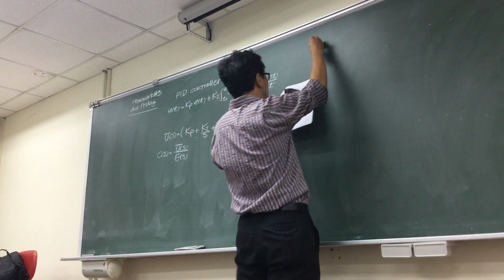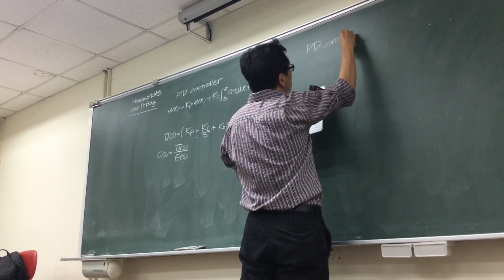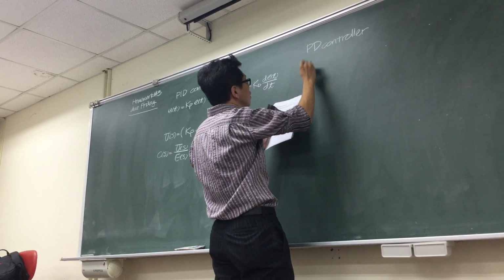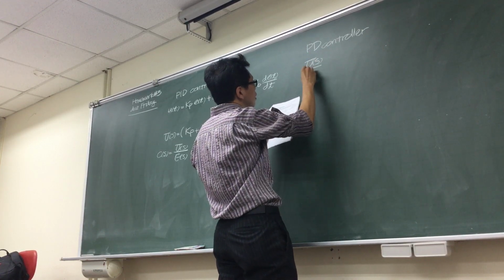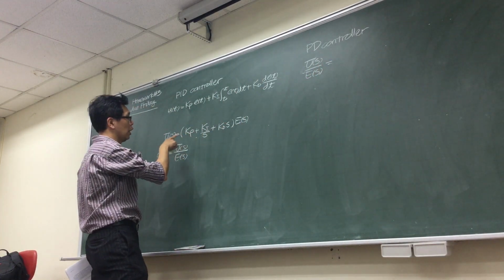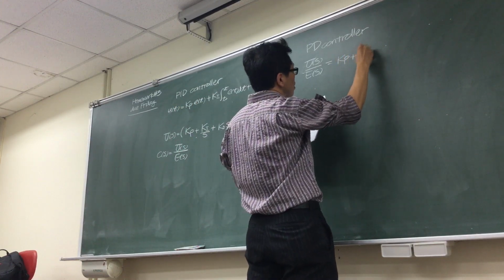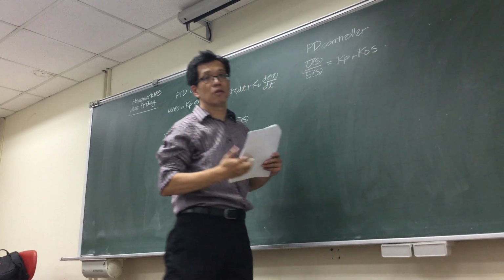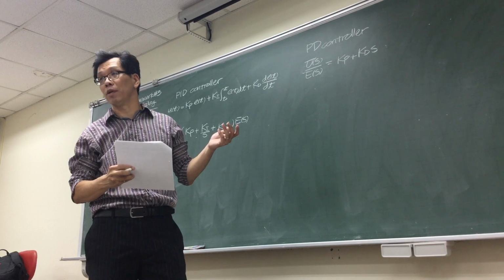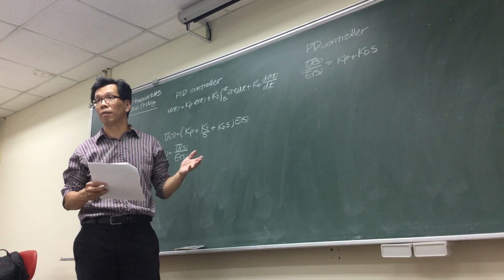PD controller, essentially it is going to be U over error. That is going to take only this part and this part. So we're going to have Kp plus Kds. So obviously this one is not realizable, which means this is improper. But mathematically, can we do a little bit of analysis for this thing? That is something we're going to talk about today.